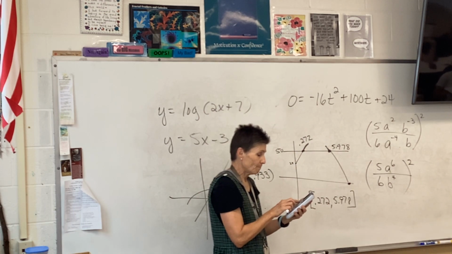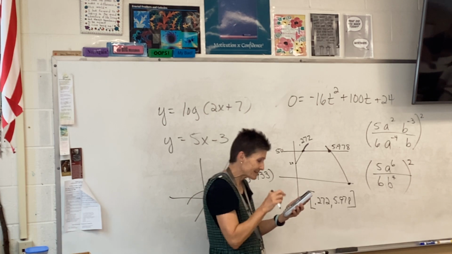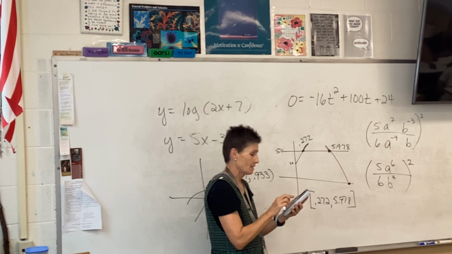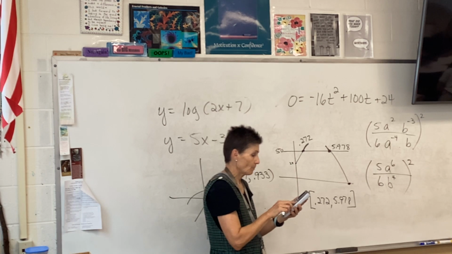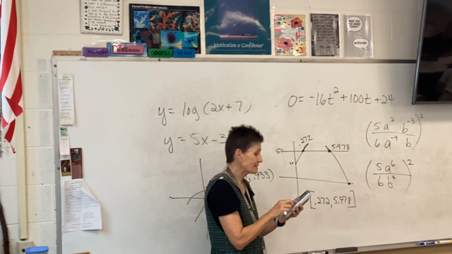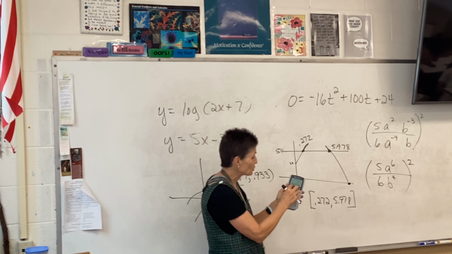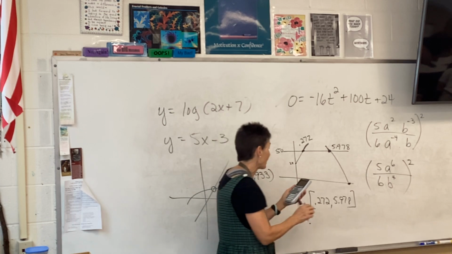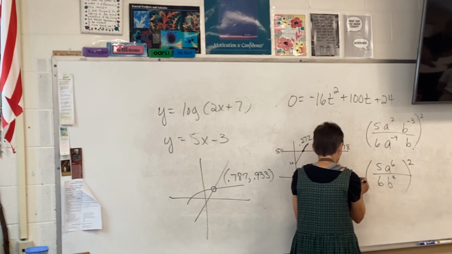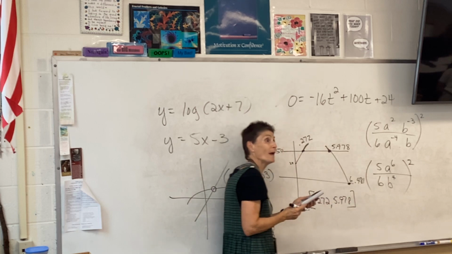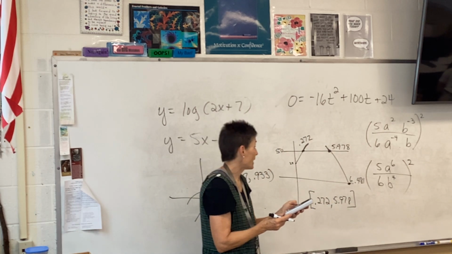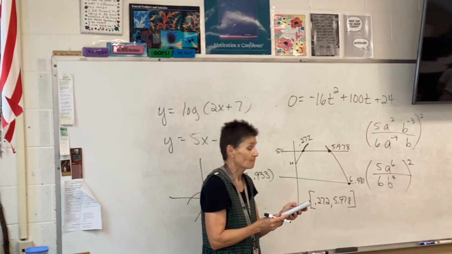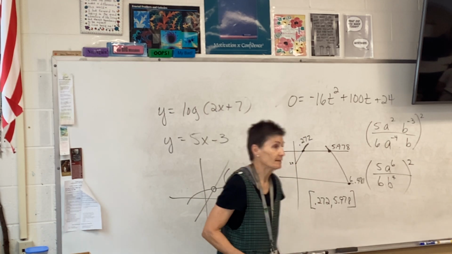So, graph it. Okay, so second calc 0, left bound, right bound. Remember, you might not see your cursor, you might have to pay attention to your numbers and figure it out. I got 6.481. So when does the ball hit the ground? After 6.481 seconds. Oh, and that's it. Okay.